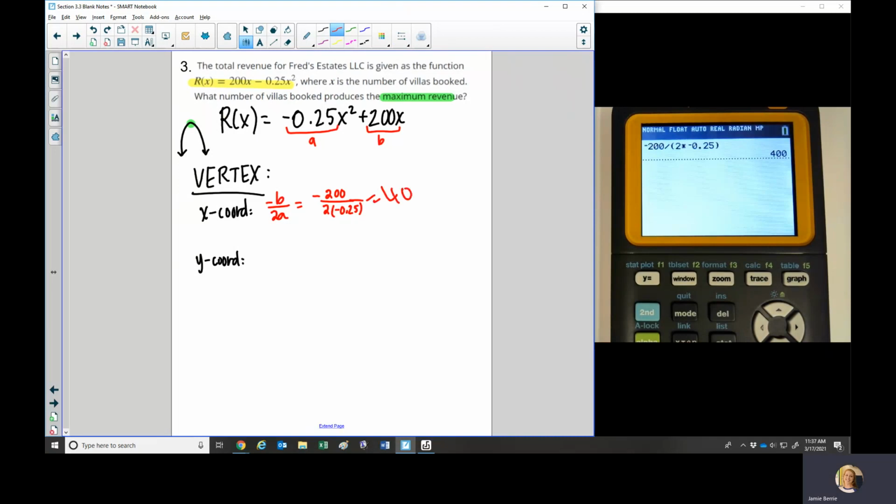And that's really all they were asking for, right? They just wanted to know what's the number of villas booked that produces the maximum revenue. Told us that x is the number of villas booked. So this would be the answer, 400 villas.